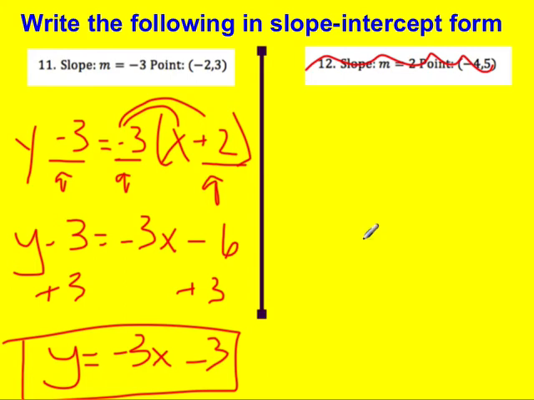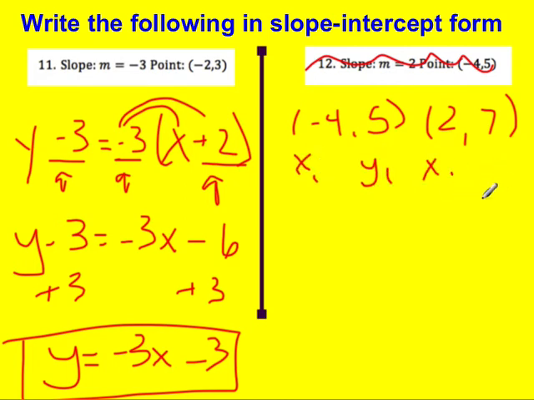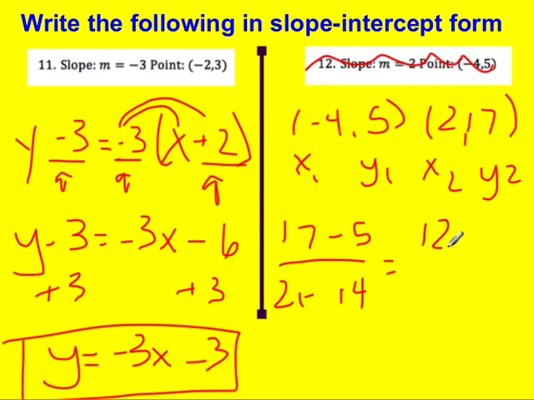You have the point -4, 5, and the point 2, 7. So in order for us to put this into point slope form and then slope intercept form, we have to calculate out the slope. So I have x1, y1, x2, y2. So I'm going to do y2 minus y1 over x2 minus x1, and remember subtracting a negative becomes plus a positive. So I end up getting 12 divided by 6, which is 2.